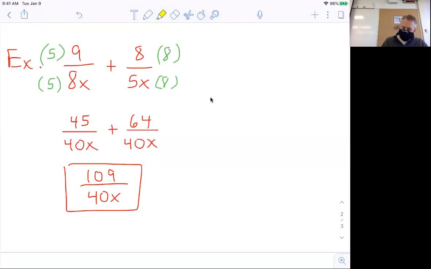So again, the process is you look at the denominators and figure out what is the common denominator. In this case, it was 40x. So then you see, what do I multiply this by to get 40x? You have to multiply the top by the same thing. So I multiplied on the left side, the top and bottom by 5. On the right side, I multiplied the top and bottom by 8. And then once you get the common denominator, then we just add or subtract on the top and leave the bottom. So far, so good? All right.